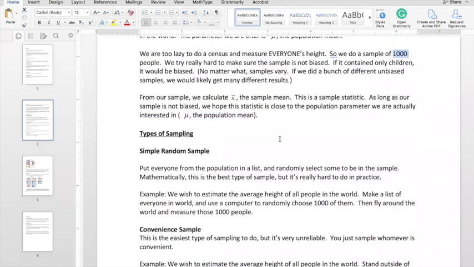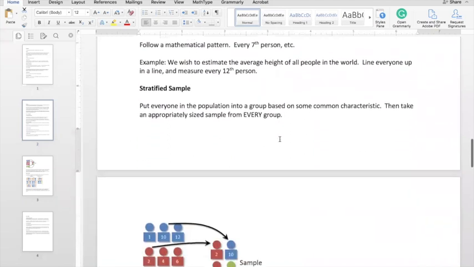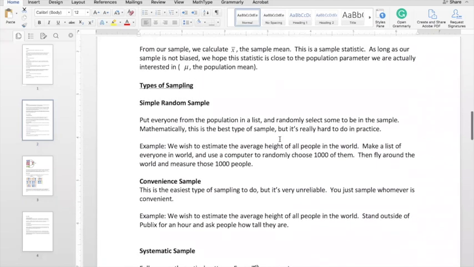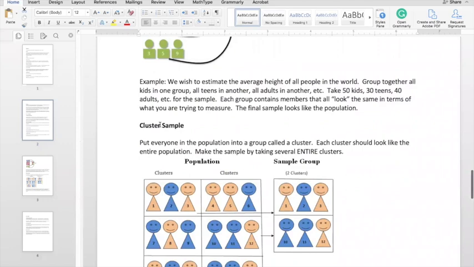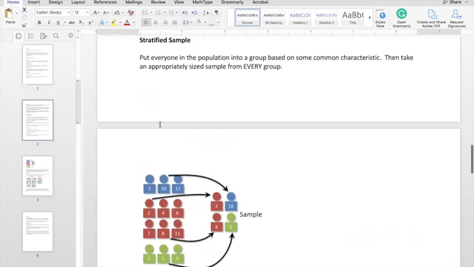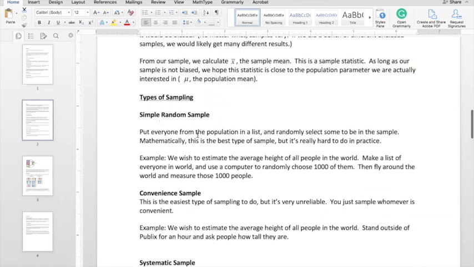Okay, now there are dozens of different types of samples. I'm not saying these are the only types of samples. These are the types we study in this class. So we've got 5 of them: simple random, convenient, systematic, stratified, and cluster. So these last 2 you're going to get confused, so I'm going to spend extra time on them. These first 3 are pretty easy.